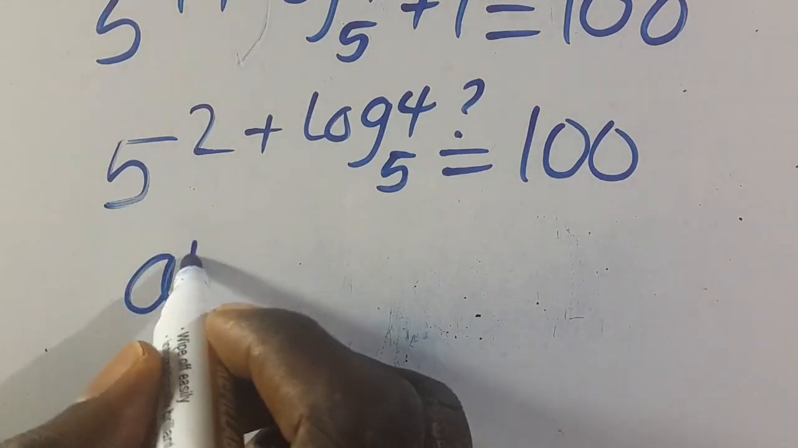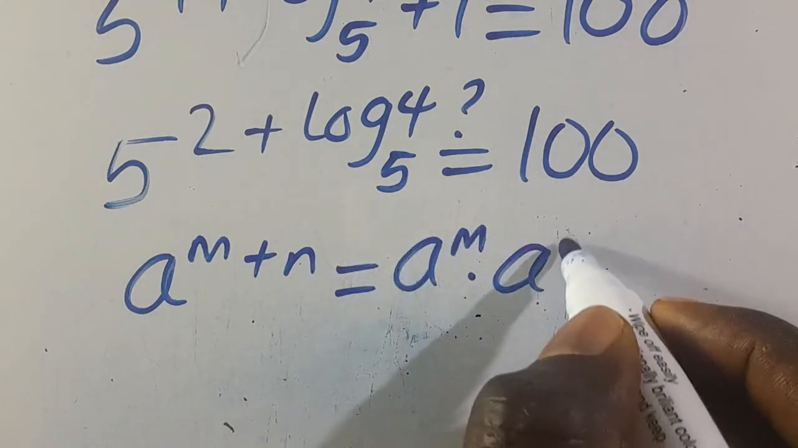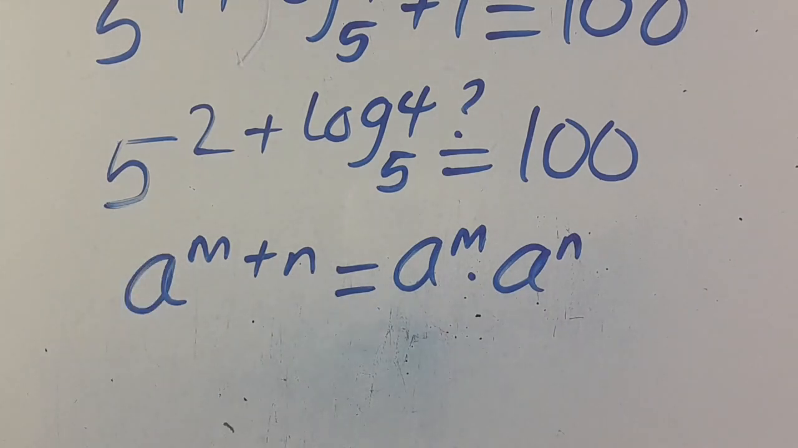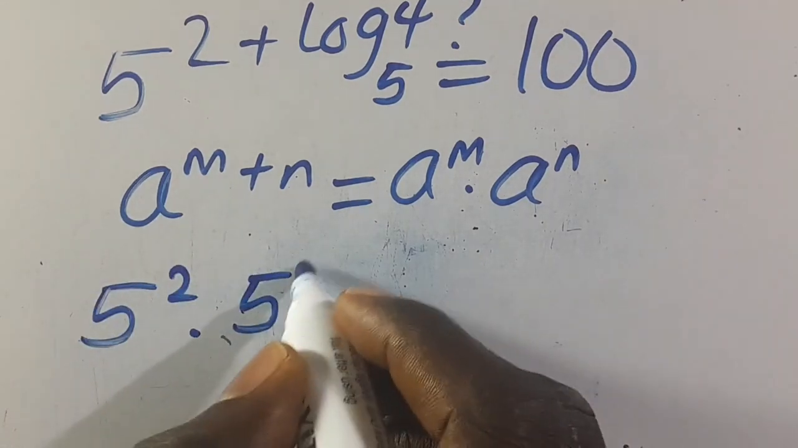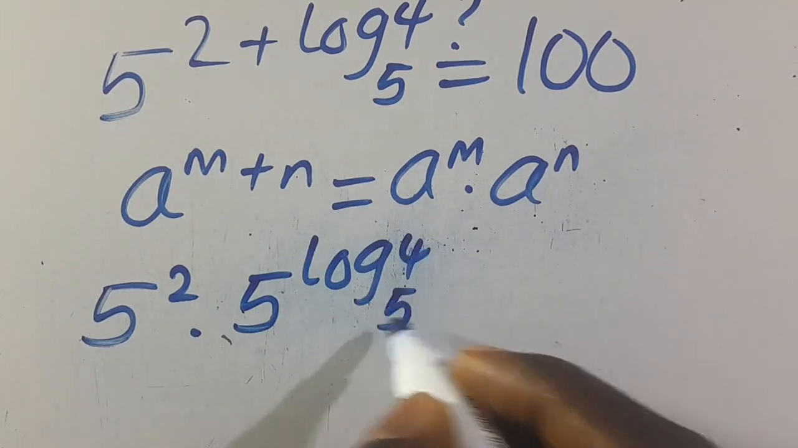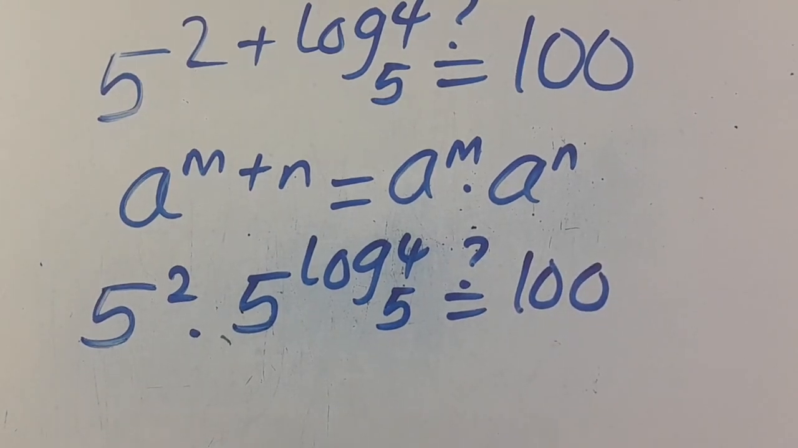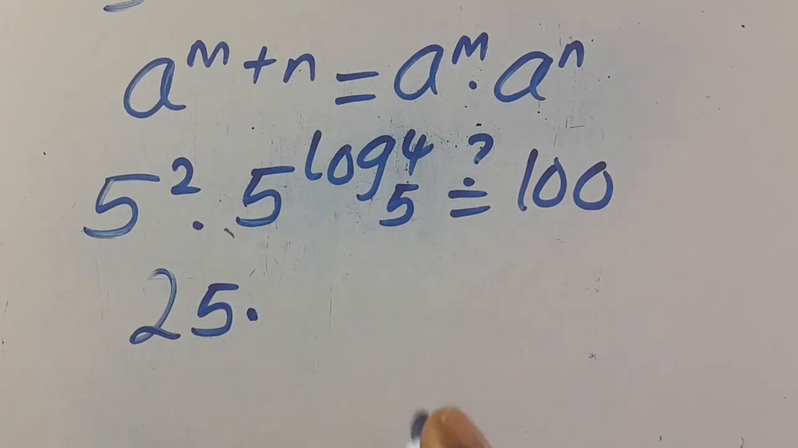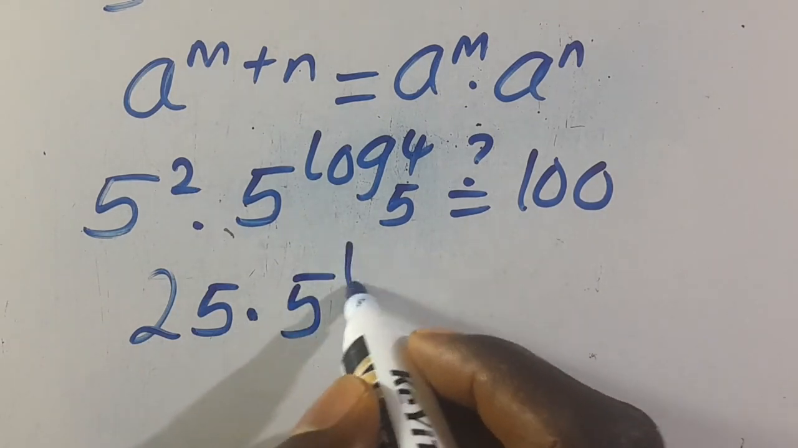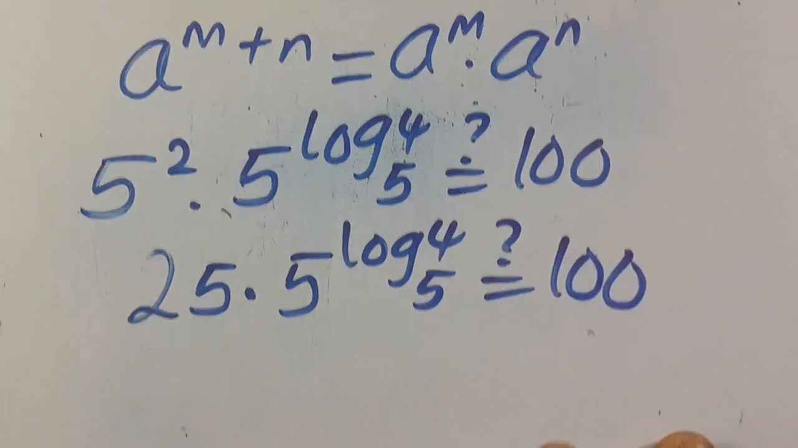Remember, when you have a to the power of m plus n, it can be simplified to a to the power of m multiplied by a to the power of n. So when you apply it here, we are going to have 5 to the power of 2 multiplied by 5 to the power of log 4 in base 5, and it's going to give us 100. So 5 to the power of 2 will give you 25, then multiplied by 5 to the power of log 4 in base 5.